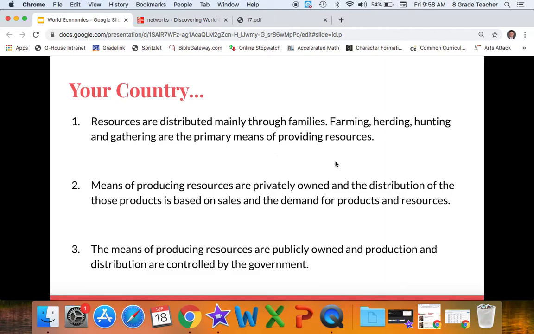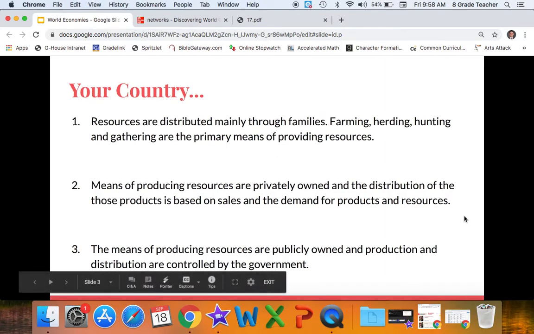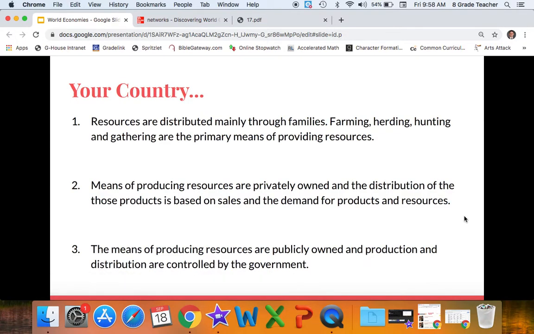Number 2, means of producing resources are privately owned, and distribution of these products is based on sales and the demand for products and resources. You want to live in a country where there are private companies. Those private companies have an ability to produce something. They're making something, and then they're making that thing for sale. If you need shoes, you go out and buy shoes. Maybe you've got a favorite shoe brand that you're buying. Well, thank goodness that there's this privately owned company that produces and then sells those items based on your demand.